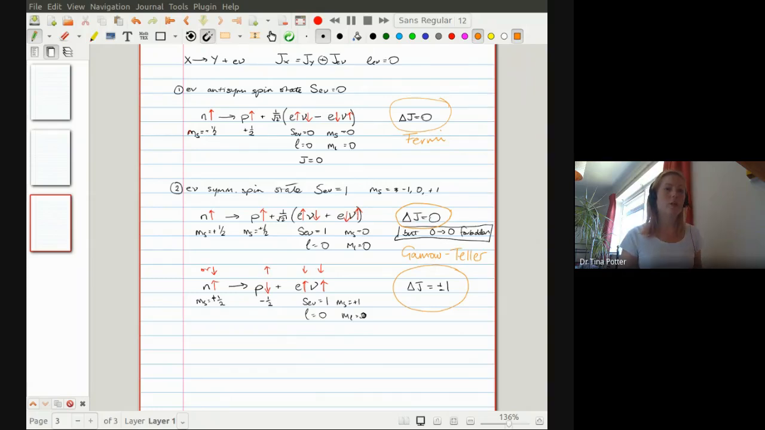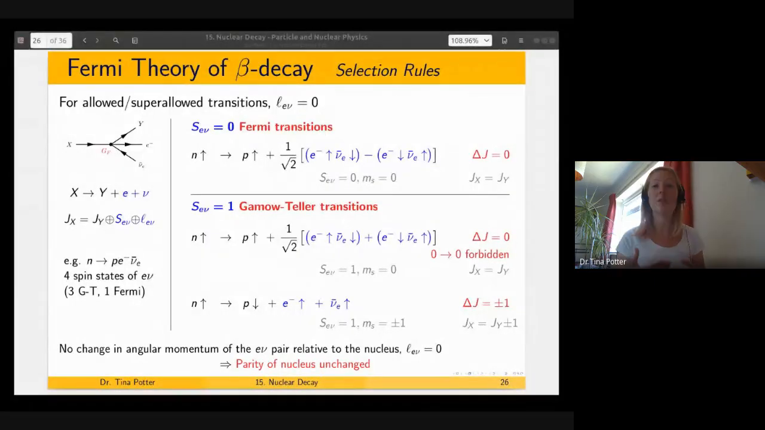Right. And in all of these cases, the parity of the nucleus is completely unchanged. That's because we're considering the cases where the electron and neutrino are emitted with 0 orbital angular momentum, with L equals 0. So there cannot be a change in the parity of the nucleus, this parent and daughter nucleus.